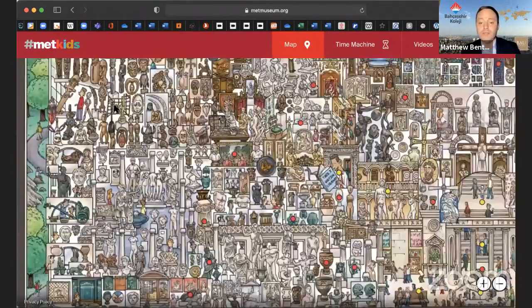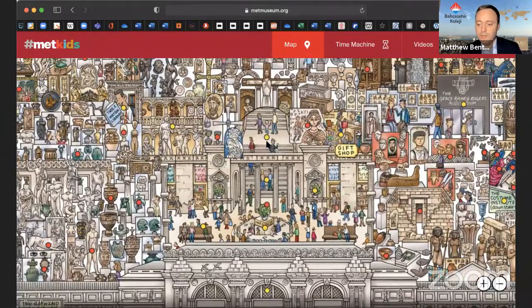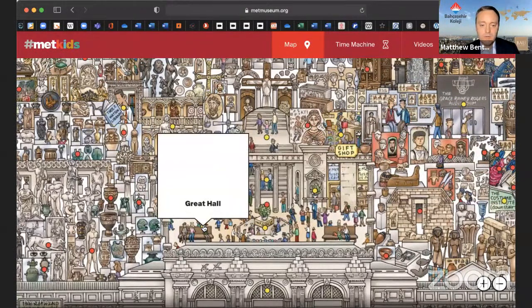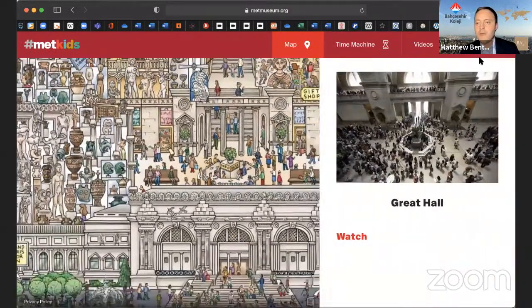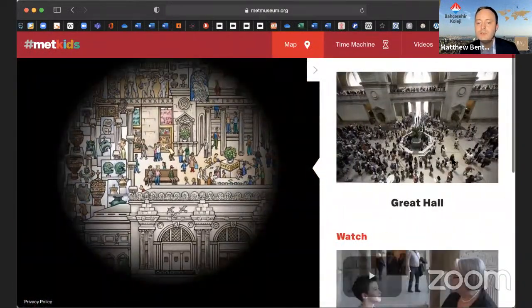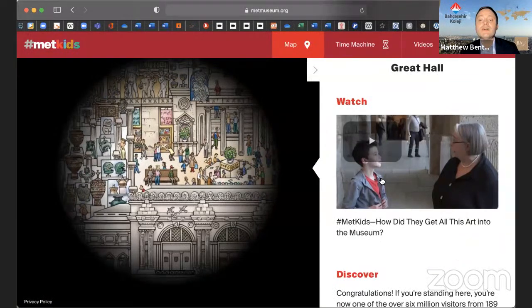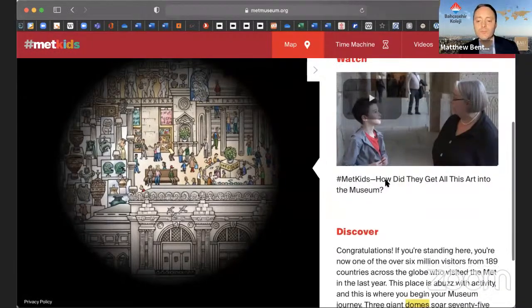in kid-friendly ways. So each of the yellow and the red dots bring up different exhibits or different parts of the actual museum. And so I'm just showing you here, if I click on Great Hall, then there's an actual video. Most of them, there is a young student interviewing someone at the museum. So again, it's quite kid-friendly with students of their own age conducting the videos and these tours of the museum.